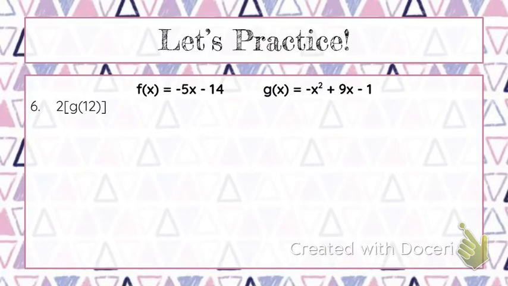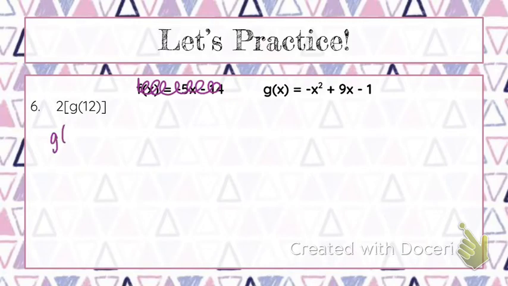Okay, this one looks a little more tricky, but it's not, okay? So think about order of operations. You have to do what's in the grouping symbols first, right? So we are first going to solve for g of 12, sorry. Then we're going to multiply that answer by 2. So we don't need f.